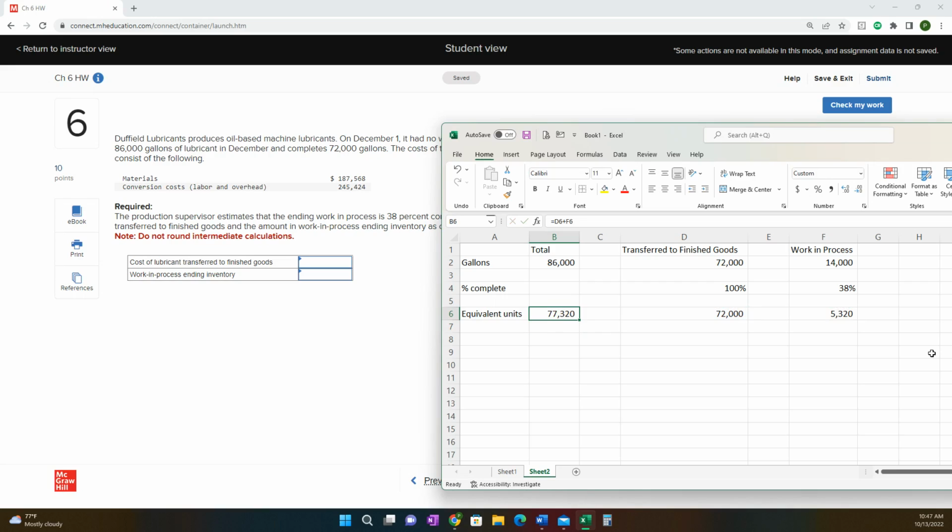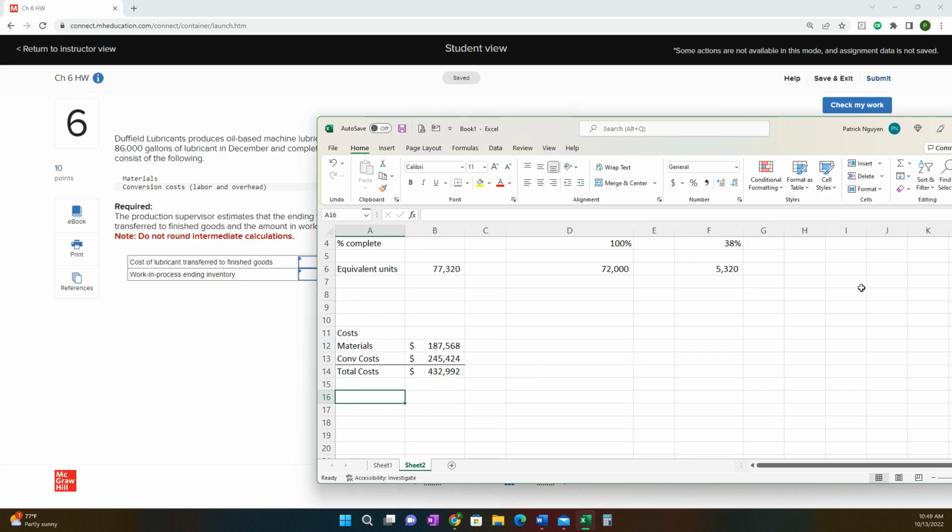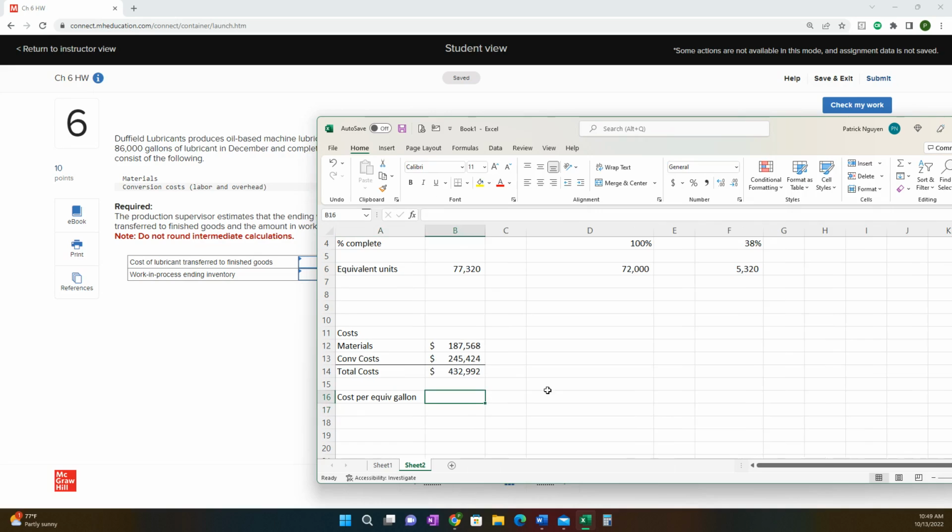Now for costs, the question tells us that materials was 187,568 and conversion costs 245,424. So our total cost is 432,992. To get our cost per gallon, we're going to take our total cost of 432,992, divide that by our equivalent units of 77,320, and so our gallons cost us $5.60 per gallon.